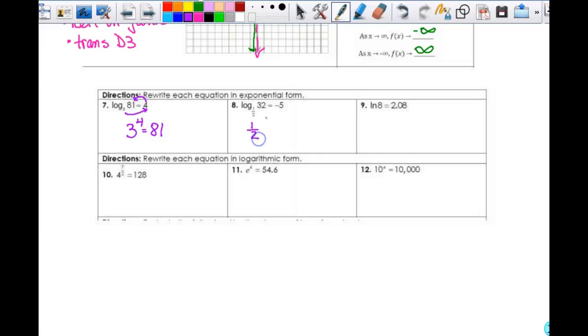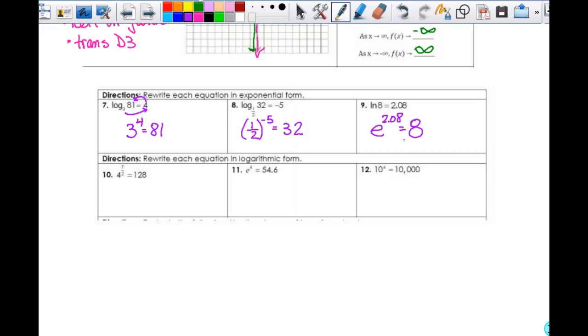Here is 1/2 to the -5th equals 32. But when you have a fraction, it has to be in parentheses. Otherwise, you're only taking that 1 to the -5th power. Here the base is e, so e to the 2.08 power is equal to 8.